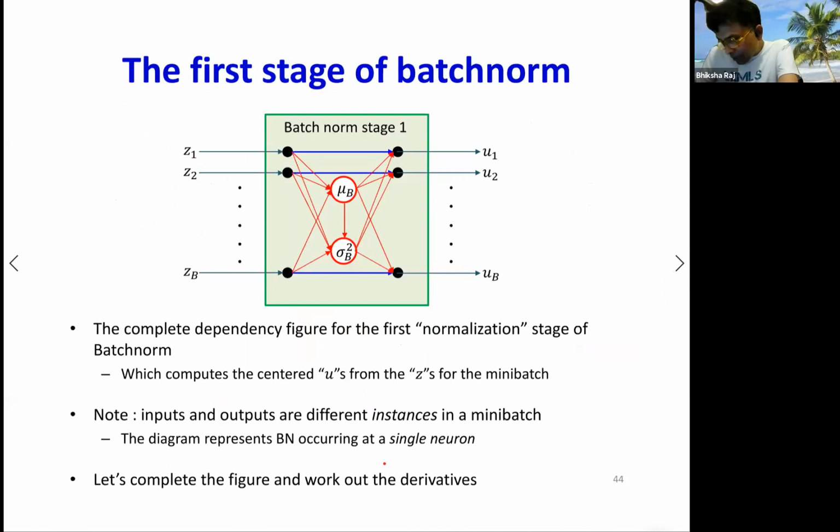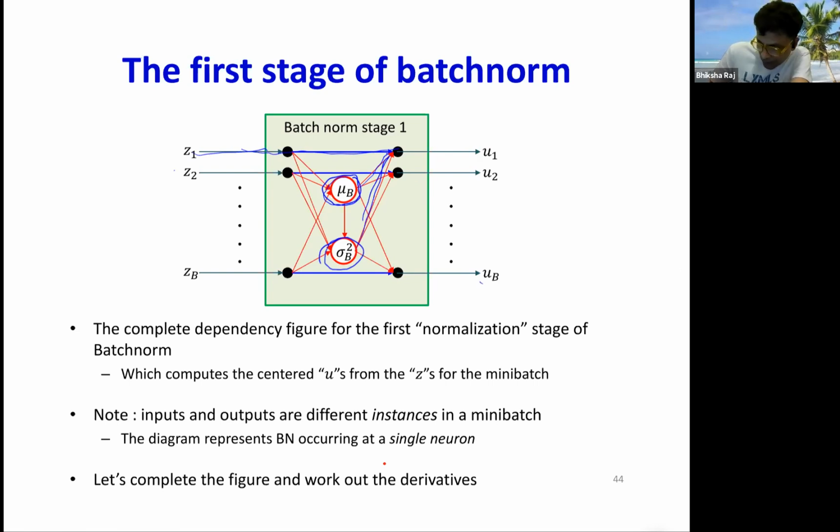Here is the complete set of dependencies between the z's and the u's. These are the z values for the entire mini batch. Each one comes from one training instance in the mini batch. All of the z values are used to compute the mean of the mini batch. All of the z values are also used to compute the variance of the mini batch. The normalized u is going to use the z, the mean, and the variance, the standard deviation, but that's derived from the variance, right? So you can see that basically every z influences every u.